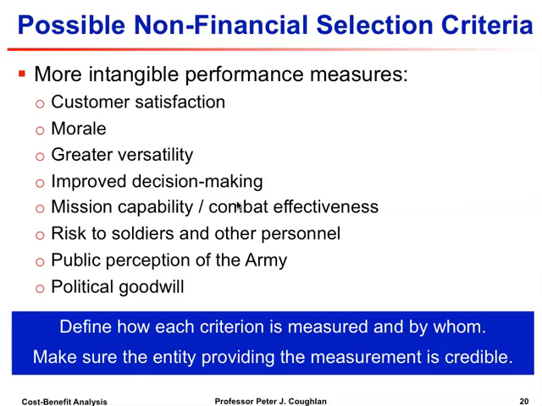Of course, in the end, you'll have to measure each criterion. So figure out how you're going to measure it, by whom, and make sure that the entity providing the measurement is credible. Is it just going to be the cost-benefit analyst him or herself? Is it going to be a subject matter expert, etc.? But make sure that we can defend who we've used to make that measurement for each course of action along each criterion.